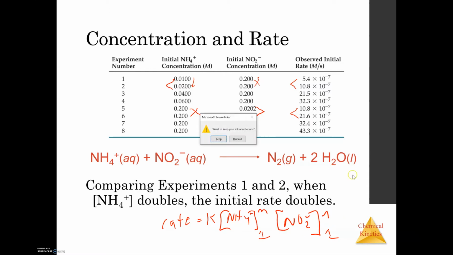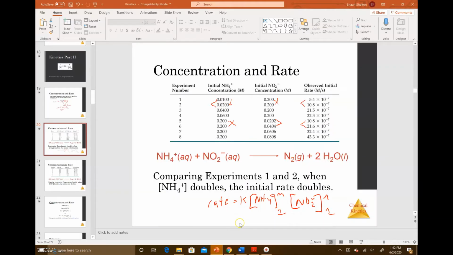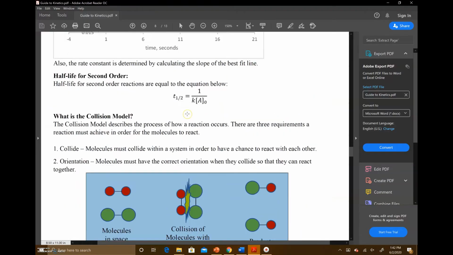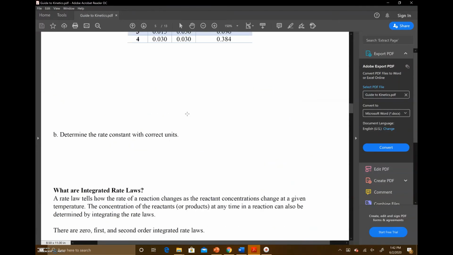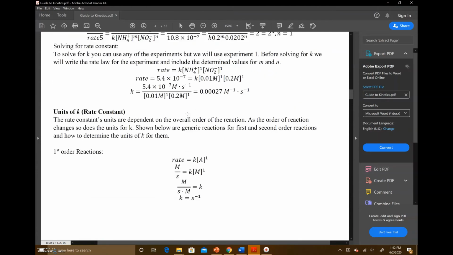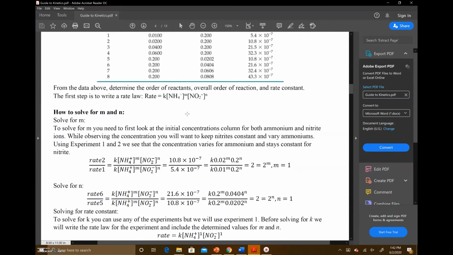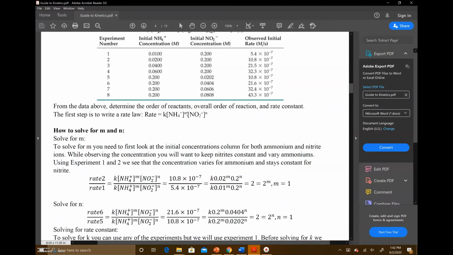So I'm going to go into a different document here, and we're going to look at a table, the same table, and I'm going to show you mathematically how we can determine the overall orders of reactions.